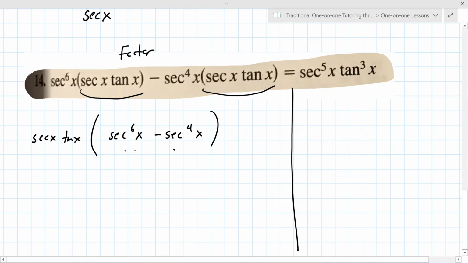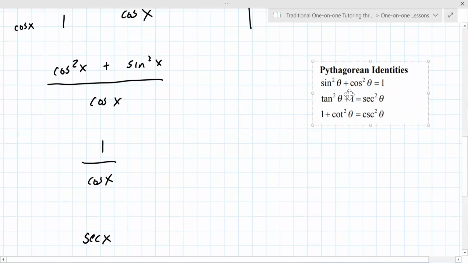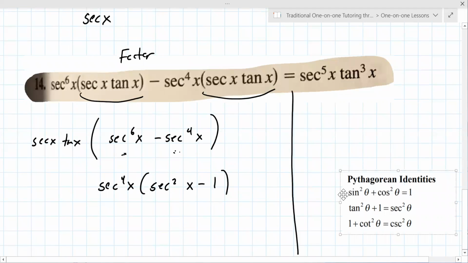What is common to both of these? Secant to the 4th x. Yes, that gives you secant squared x minus 1. Your head should say, oh, that's an identity. Which one is it? It would be the second one.